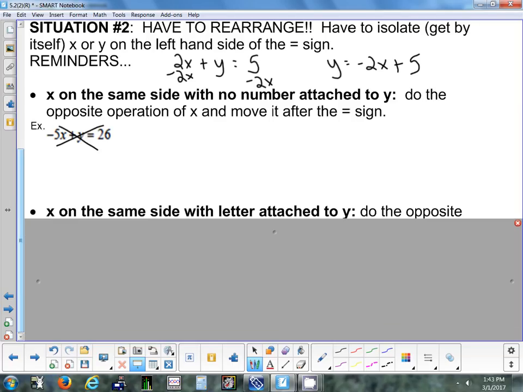Now, another situation where we have x on the same side, like up here with y, but now we'll have a number attached to y. So it might look something like this.